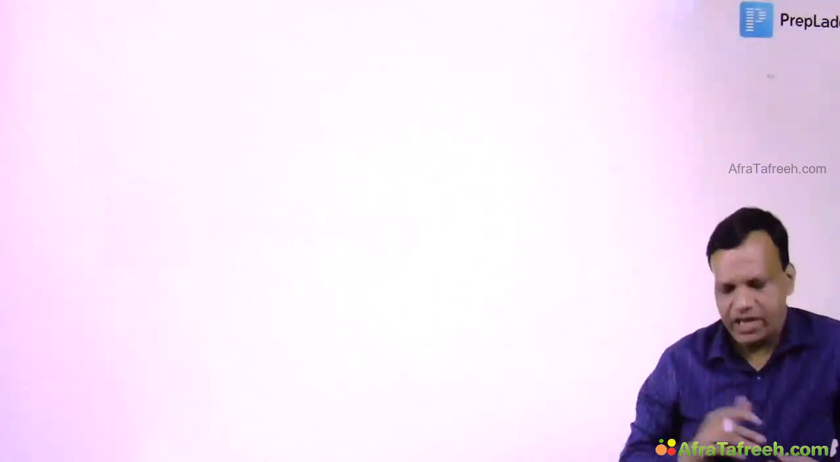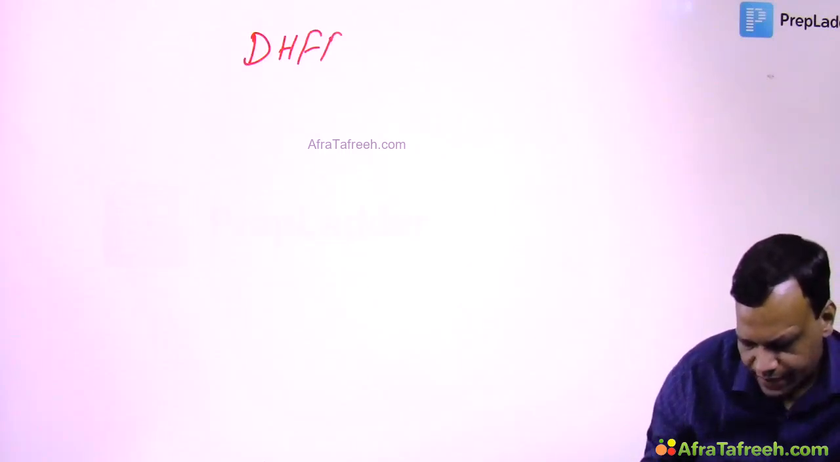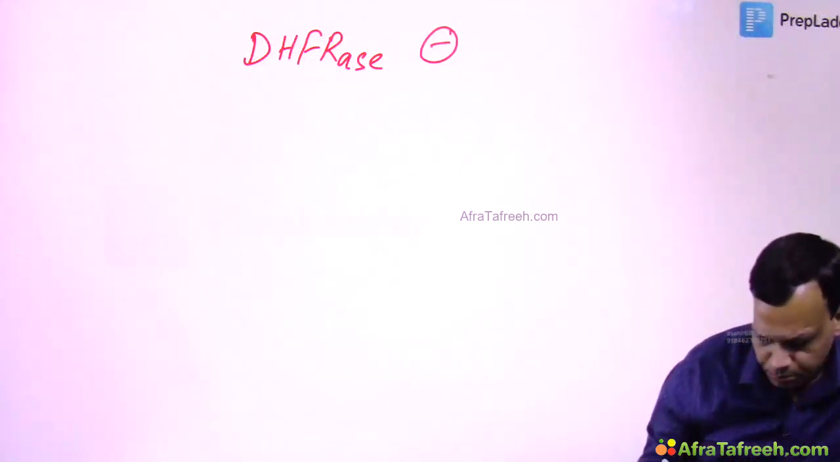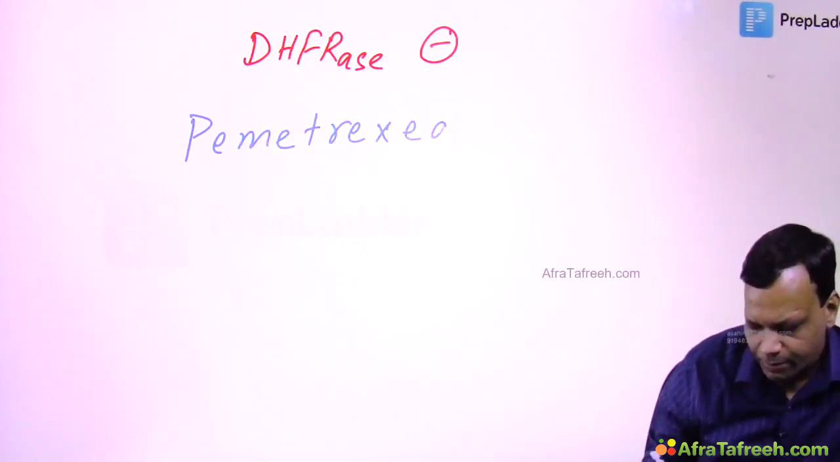Then recently we have developed newer methotrexate-like drugs. So, newer dihydrofolic acid reductase inhibitors. These include pemetrexed and pralatrexate.